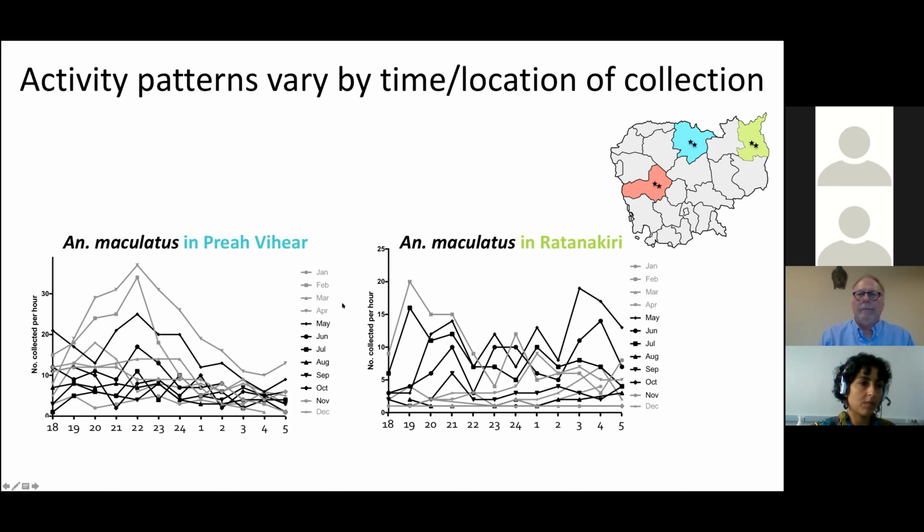But again, even in those same places, during other months, we see a more flat profile and consistent biting through the night. So I would just be cautious about your interpretation of biting pattern by species because it's highly dependent on where and when those mosquitoes are collected.